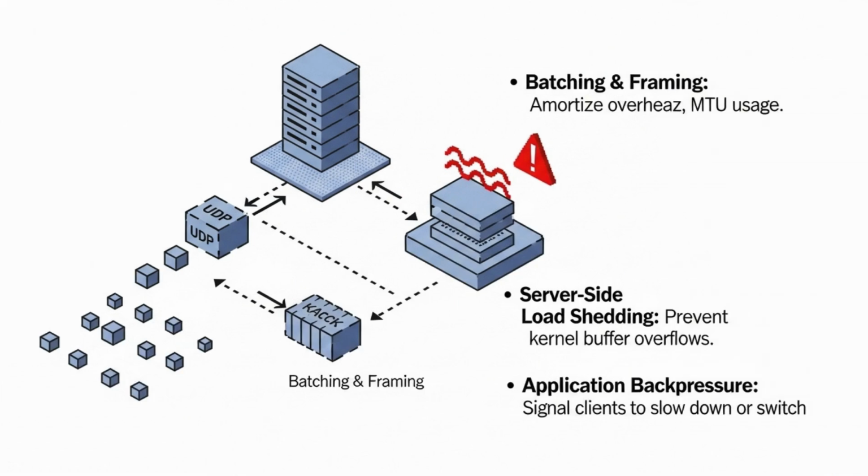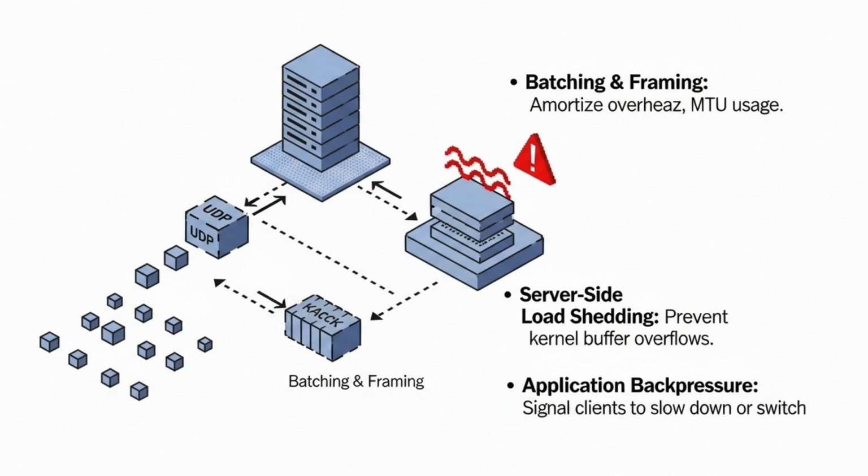To truly maximize UDP's potential, we need to talk about efficiency and resilience. First, batching and framing are essential. UDP's maximum transmission unit, or MTU, is typically around 1,500 bytes. By packaging multiple log events into a single UDP packet, you amortize the per-packet overhead, significantly improving network efficiency. Your framing strategy should include a batch size and sequence number, followed by individual message lengths and data.